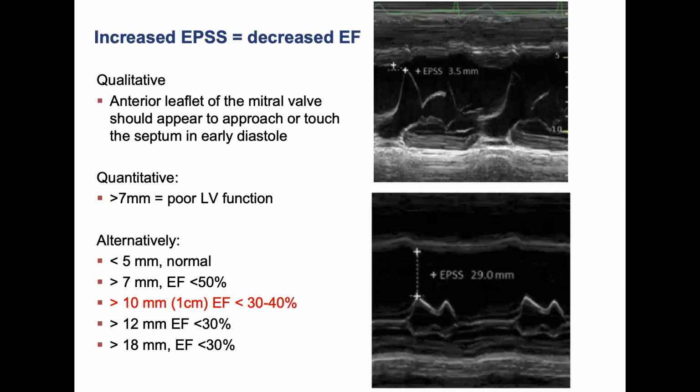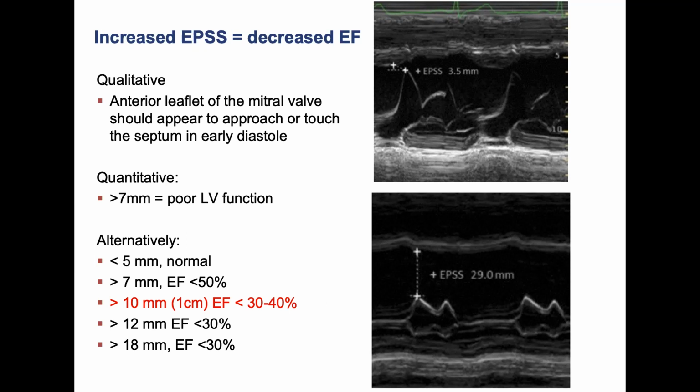So as we said before, an increased EPSS is going to correlate with a decreased ejection fraction. So if that blood isn't rushing into the left ventricle and it doesn't open wide, you're going to have it not reaching up and touching the septum. Whereas if it reaches up and touches the septum, that pretty much guarantees that we have a good ejection fraction. So again, we're going to do this qualitatively. So that anterior leaflet of the mitral valve should appear to approach or touch the septum in early diastole. But if you want quantitative numbers, greater than 7 millimeters correlates with a poor ejection fraction.